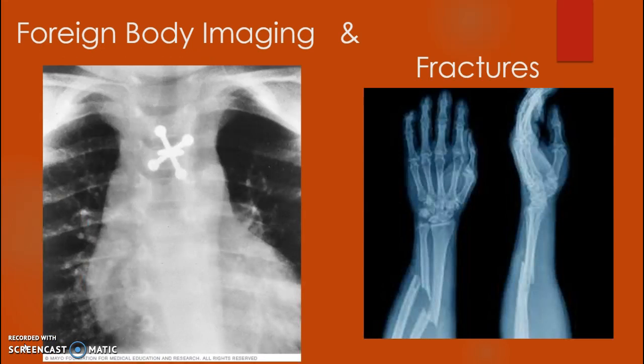Another reason we do a lot of x-rays is for foreign bodies, especially in pediatrics. Pediatric patients like to put things in their mouths and swallow things. So on the image on the left, you'll see a jack that the patient has swallowed. And then on the right, although this isn't a pediatric arm, this is very much a pediatric fracture. It's usually seen when the child or patient falls forward and the force and the weight of their body breaks the bone.